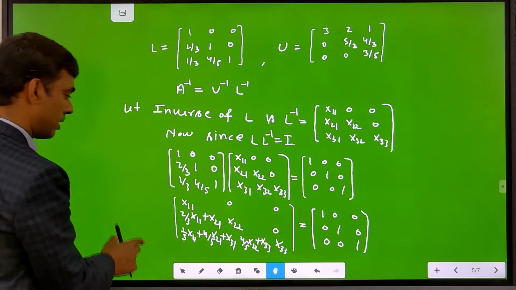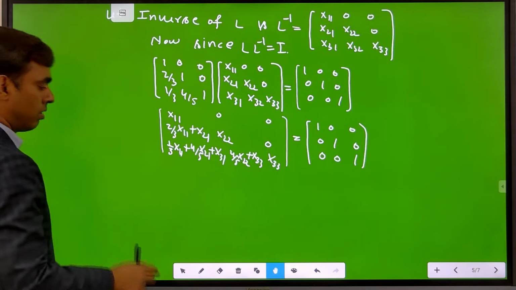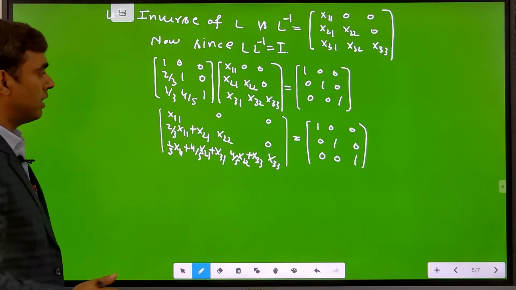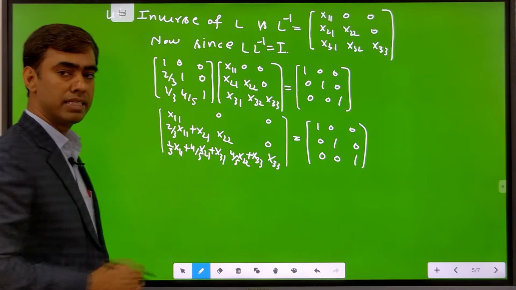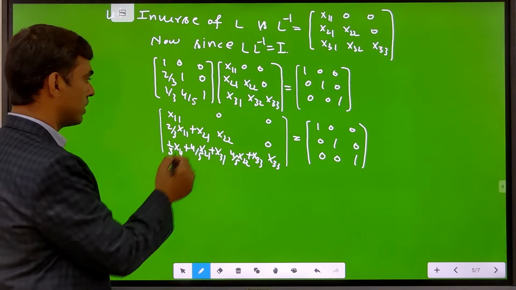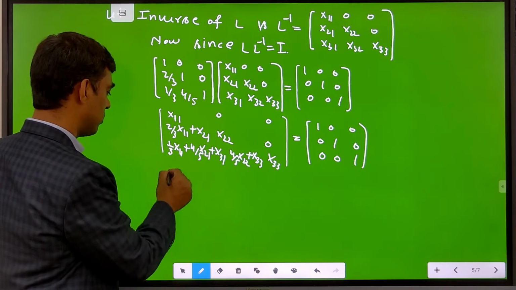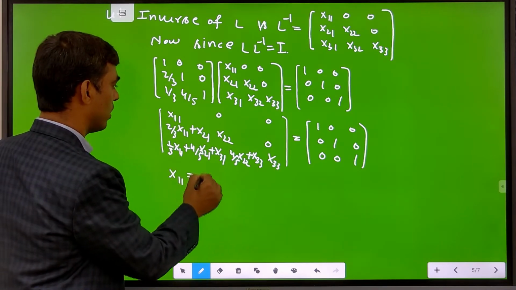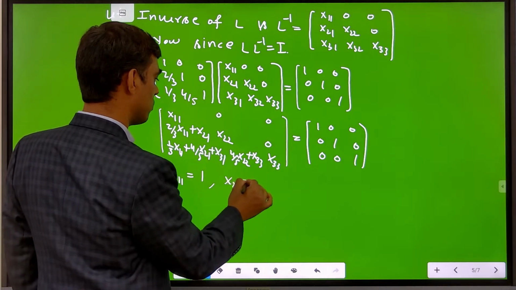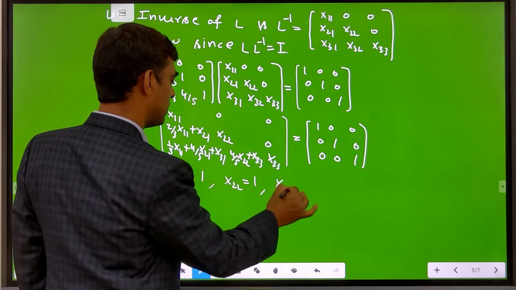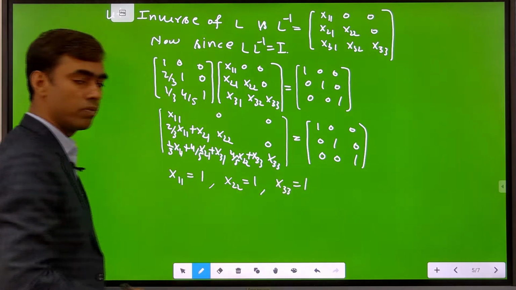Now we compare the values of the left hand side and right hand side. What is the value of x11? The value of x11 is 1. The value of x22 is 1, and the value of x33 is also 1.